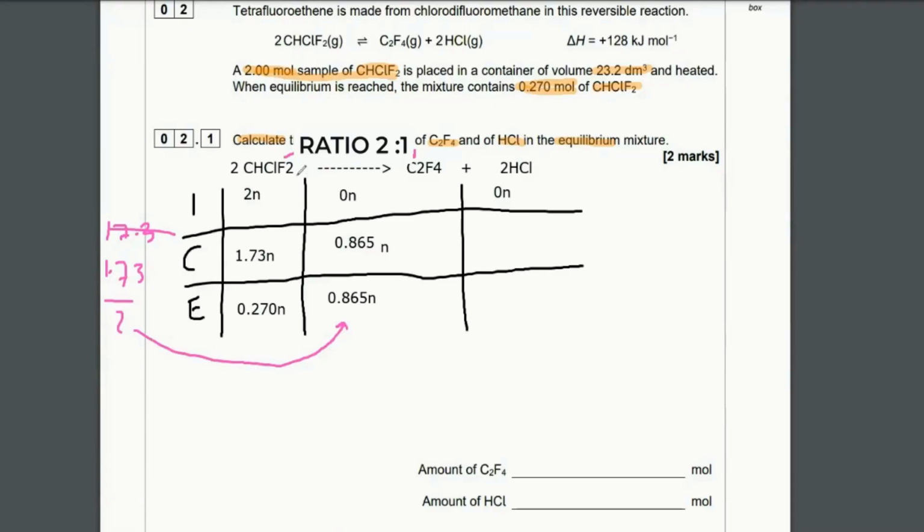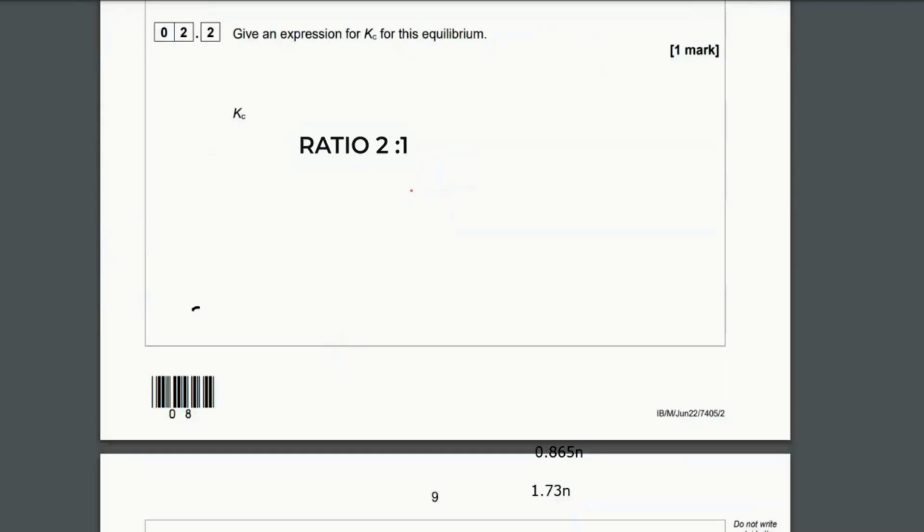Now we look at the relationship between the reactant and the final product, the second product, the HCl. We find that it's 1:1. So as we used up 1.73 moles of the reactant, it means we produced 1.73 moles of the product, the HCl. So the amount of tetrafluoroethene is 0.865 moles, and the amount of hydrogen chloride is 1.73 moles.